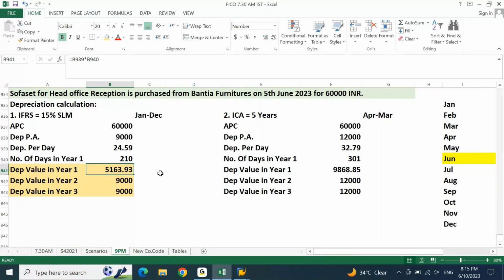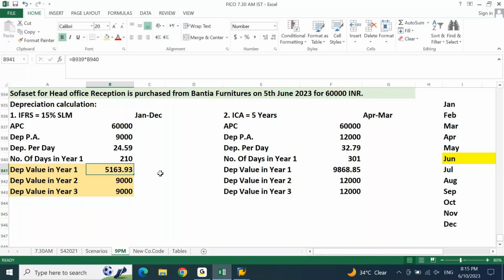Whatever you are able to see on your screen, any confusion, any doubt on this part? No, sir. Okay.